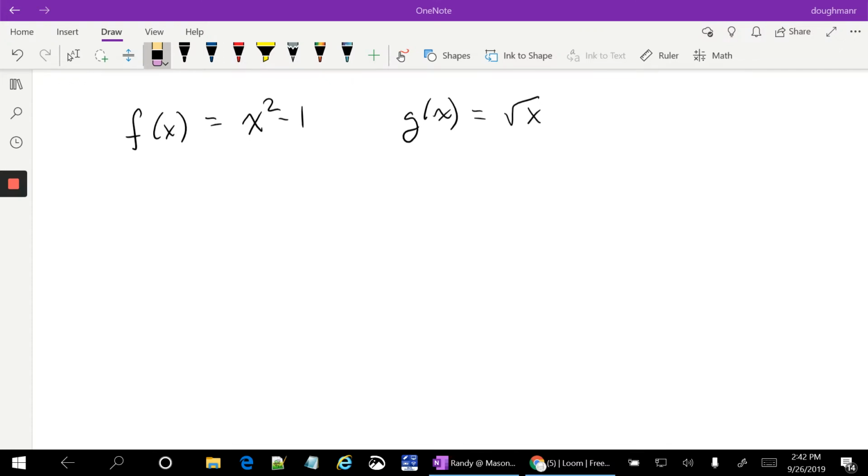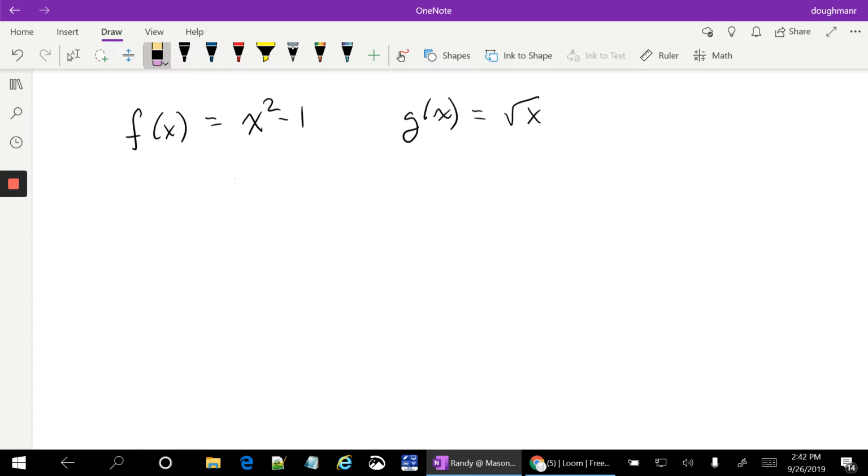All right, continuing on with composite functions. If I've got two functions here, f of x equals x squared minus 1 and g of x equals the square root of x, what if I ask something like, what is f of r? I think you would quickly say that's r squared minus 1. Good. And if I said something like, what is f of z? You would say, oh, that's z squared minus 1. Good.